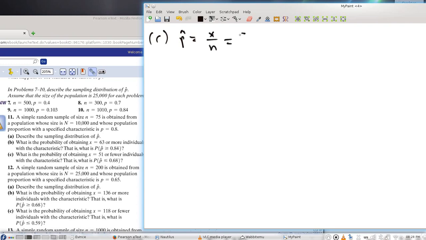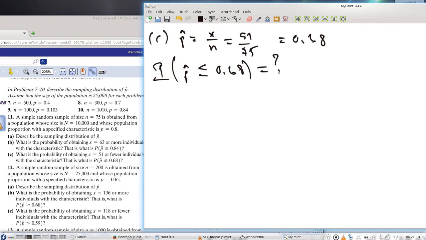So here we have 51 over 75, and that is 0.68. The probability that we are interested in is p hat less than or equal to 0.68. This is a perfect example where we are interested in an area to the left of a value, which our z-table directly provides. So what we need to do now is compute the z value.